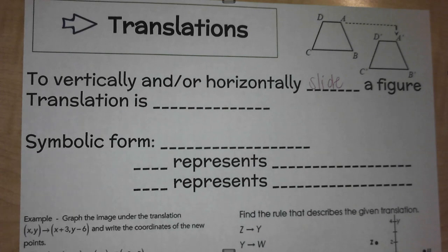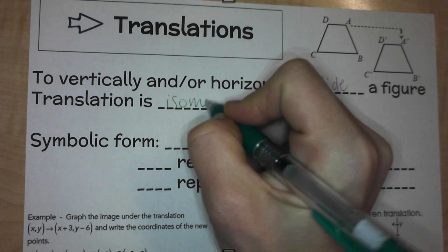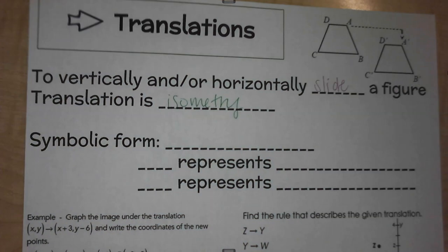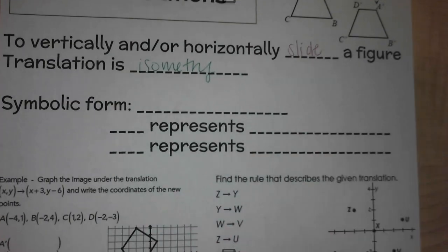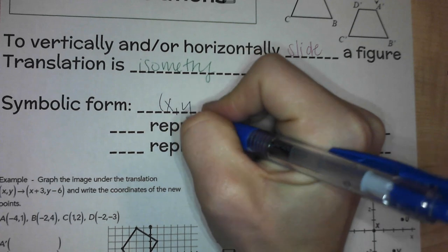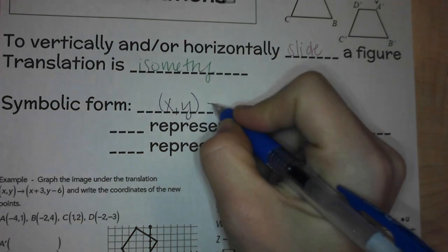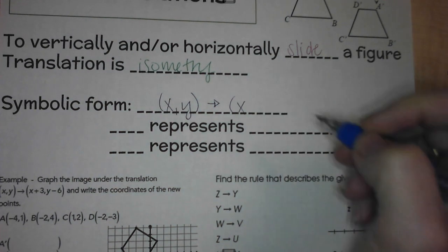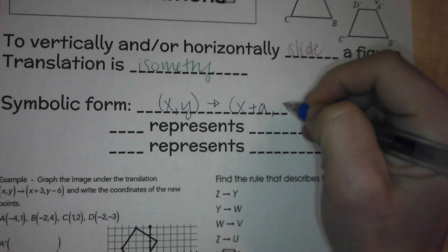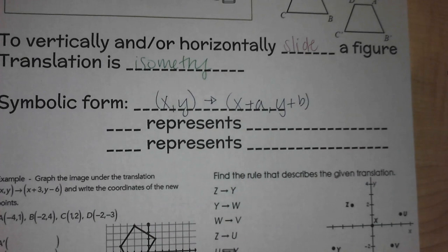A translation is one of our isometry transformations. And we're going to represent this in a symbolic form. So you're going to see X and Y, because that's how we write our coordinate points, right? So we're going to take our original X and Y, and they're going to go to X plus or minus A and Y plus or minus B.